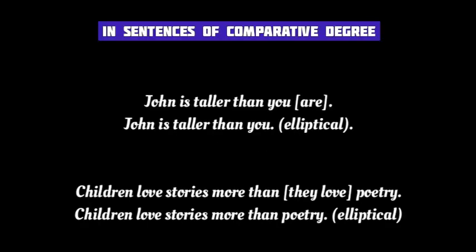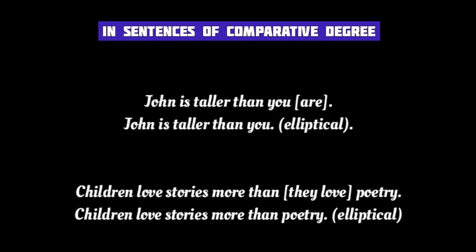In sentences of comparative degree, ellipsis occurs in the second clause. For example, in the sentence, "John is taller than you are," the use of the verb are after you is not strictly necessary. So it may be omitted without affecting the meaning of the sentence. "John is taller than you" is the elliptical construction.